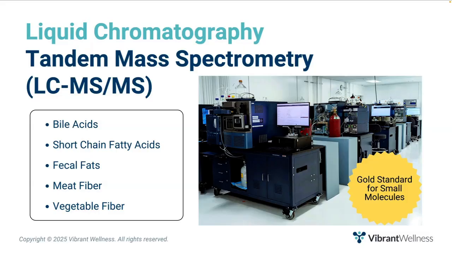Vibrant uses liquid chromatography tandem mass spectrometry methodology, or LC-MS/MS, for quantitative detection of gut metabolites and malabsorption markers, including bile acids, short-chain fatty acids, fecal fat, meat fiber, and vegetable fiber. Vibrant uses mass spectrometry because mass spec is the gold standard for quantifying small molecules. Liquid chromatography helps separate analytes prior to loading into the mass spec machine. Therefore, LC-MS offers high sensitivity and specificity, enabling precise quantification of analytes down to the picogram level. Tandem mass spectrometry setup allows for multiple stages of fragmentation, enhancing the identification and quantification accuracy of the compounds.